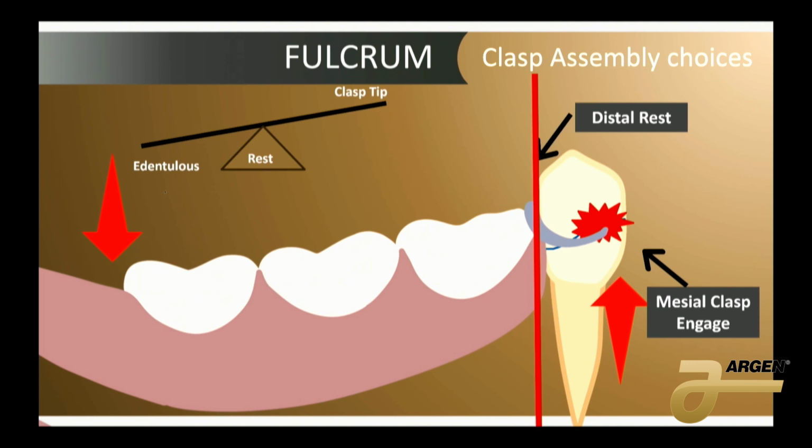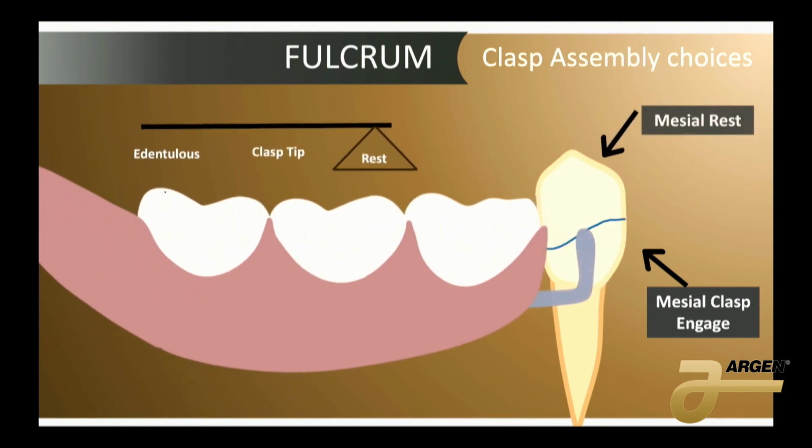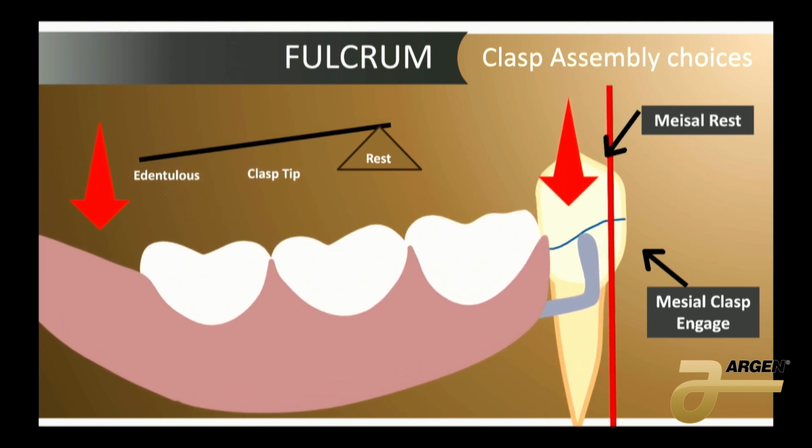So how can we make things a little bit different? If we put the edentulous space and the clasp tip on the same side, opposite to your rest, just like you can see in that little triangle, now when we move our forces, the clasp tip and the edentulous space go the same direction. So we're not applying aggressive force to that tooth. We're balancing it out. By having your edentulous space and your clasp tip on the same side, opposing your rest, which is your fulcrum, you're not going to have that aggressive force.